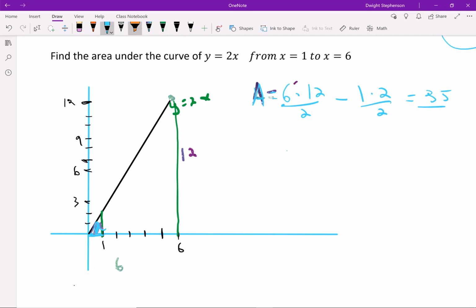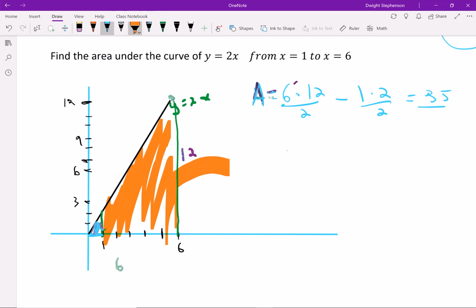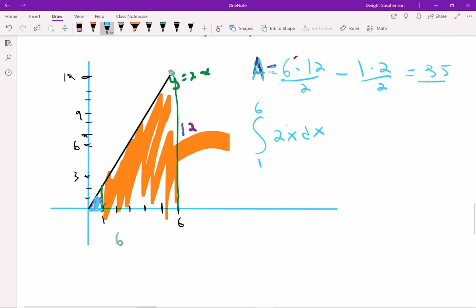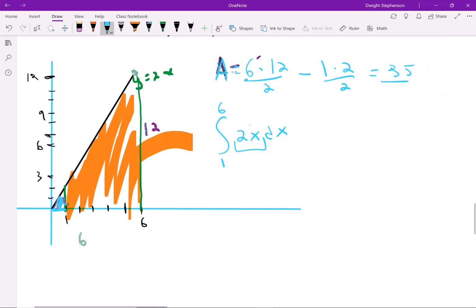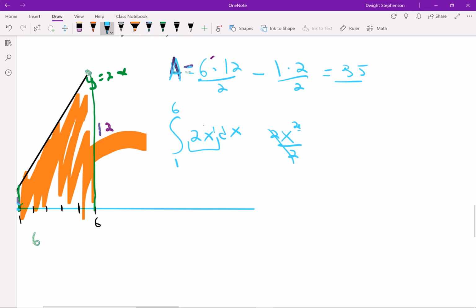Now remember, the area under the curve between 2 points, we said the notation we were using was the integral from 1 to 6 of our function with respect to x, right? And we know how to find the antiderivative of this. You add 1 to the exponent, so that's going to give me x squared, and we divide by whatever we get, over 2. Don't forget that this 2 is there as well, right? So these 2's are going to cancel. So our antiderivative is just x squared.